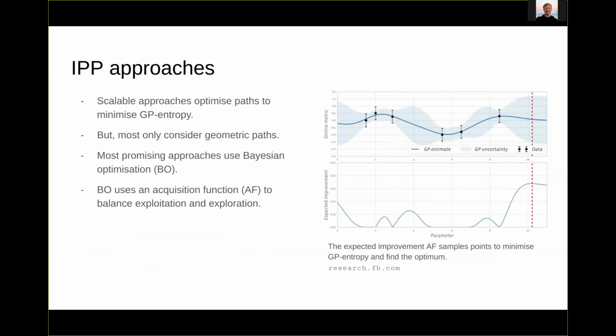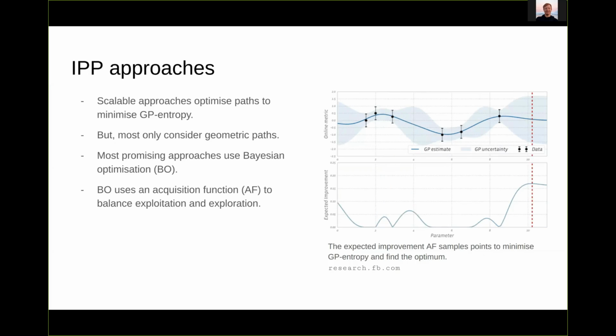Among the pre-existing works on informative path planning, scalable approaches optimize paths rather than waypoints, which is how we proceed. However, most of these approaches plan geometric paths, for example splines, rather than simulating the system dynamics as we do in our work. The most promising approaches in completely unknown environments use Bayesian optimization.